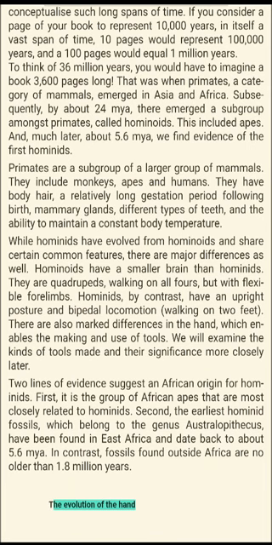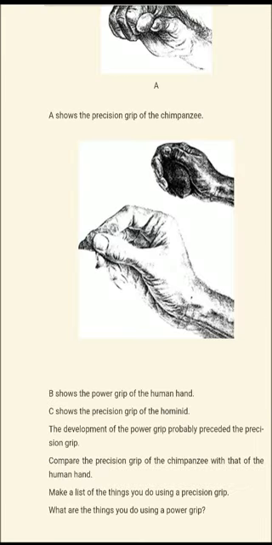The evolution of the hand. A shows the precision grip of the chimpanzee. B shows the power grip of the human hand, C shows the precision grip of the hominid. The development of the power grip probably preceded the precision grip. Compare the precision grip of the chimpanzee with that of the human hand. Make a list of the things you do using a precision grip. What are the things you do using a power grip?